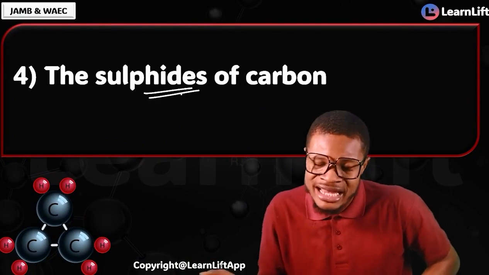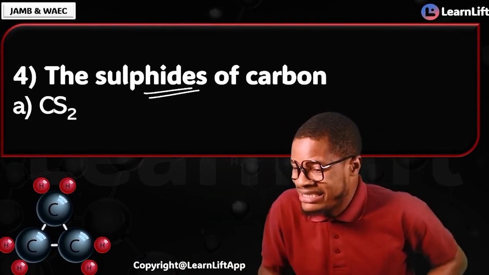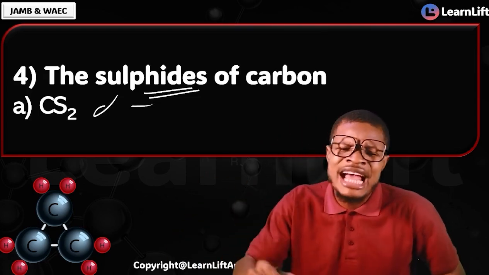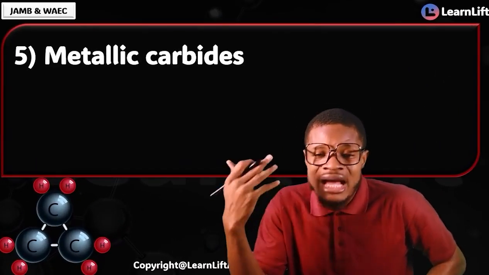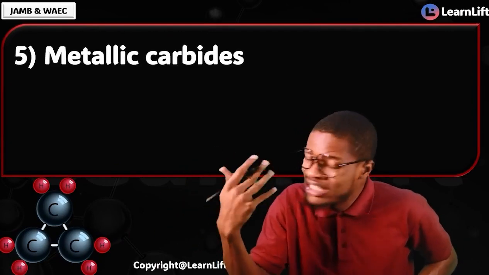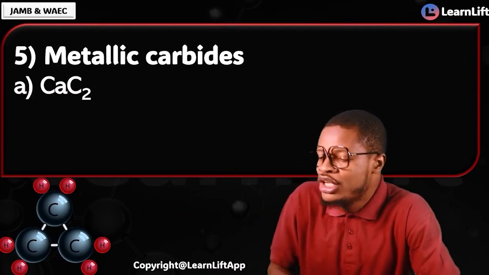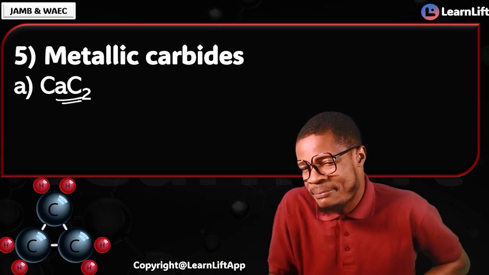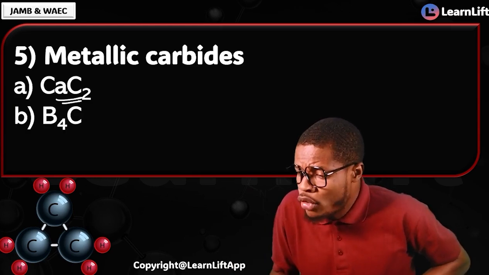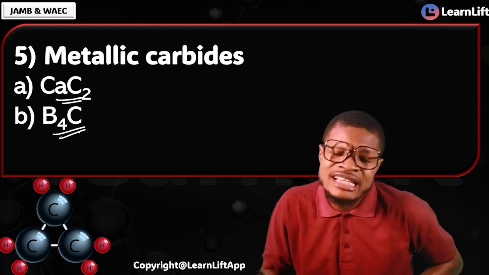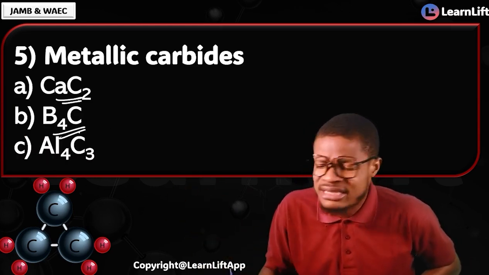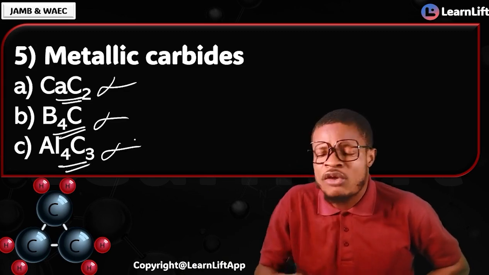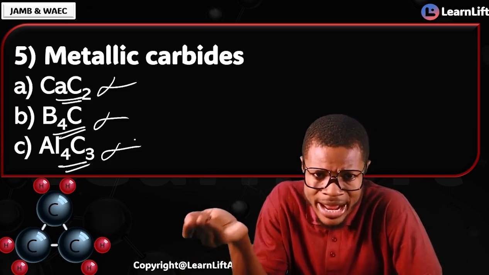Number 4 is the one we call the sulfides of carbon. Sulfides of carbon are not part. A good example is your carbon sulfide. This guy is not part of the definition of organic chemistry. And then the last but not the least, number 5 are the metallic carbides. What are metallic carbides here? A good example is your calcium carbide. Calcium is a metal, so calcium carbide is a metallic carbide. And then we also have your boron carbide. This guy is not part of it. And then you also have things like your aluminum carbide. All these guys, they are not part of the definition of organic chemistry.